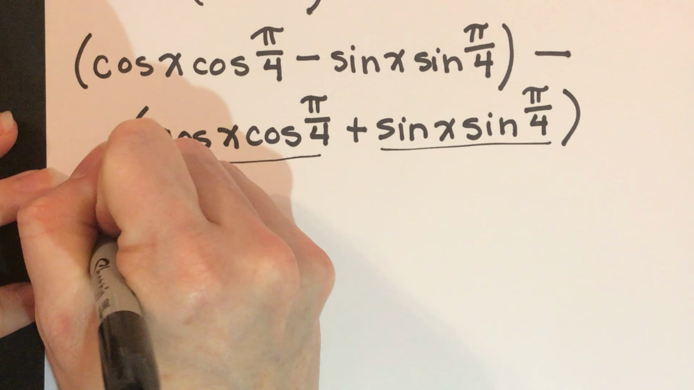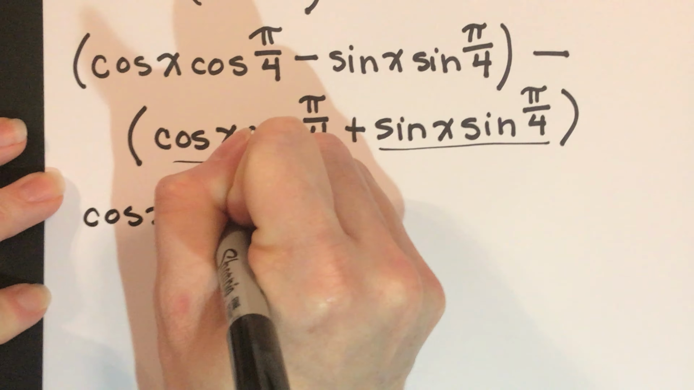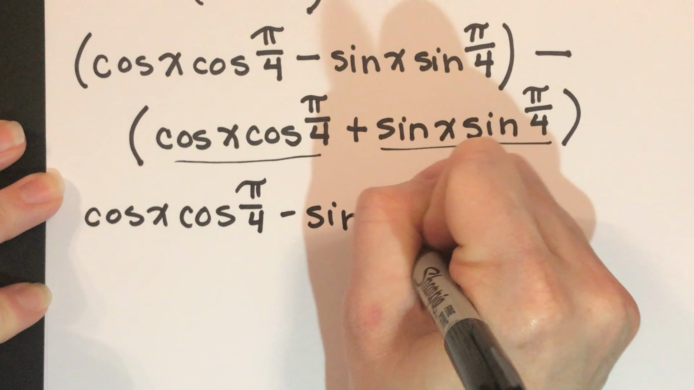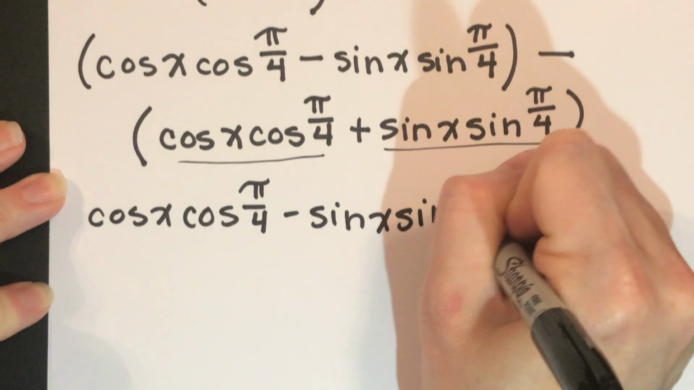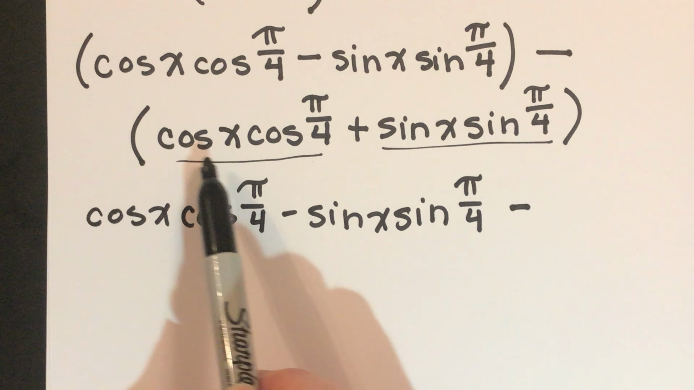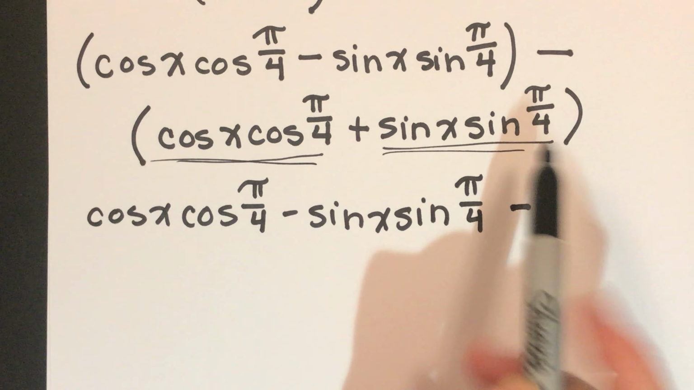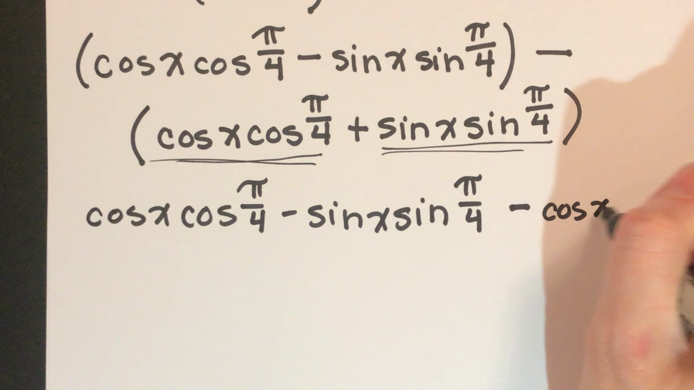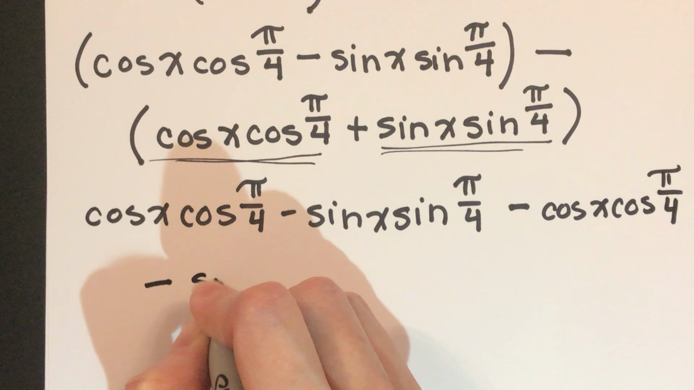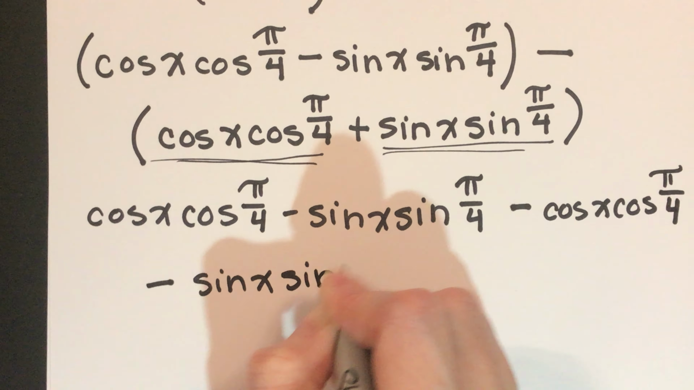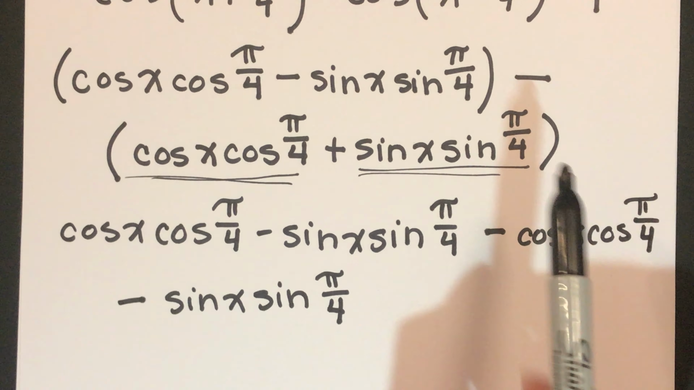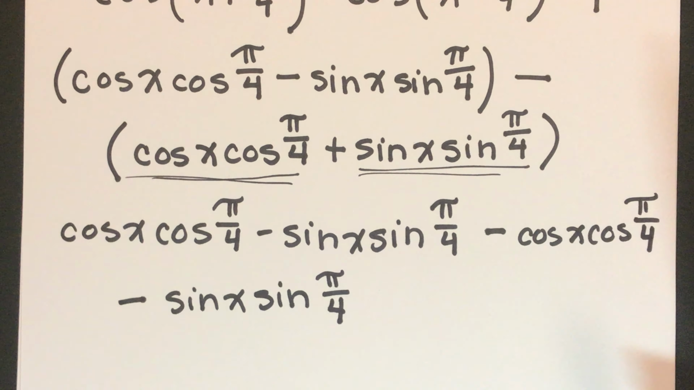Okay, so we've got cosine x cosine pi over 4 minus sine x sine pi over 4, minus this and this. Okay, minus cosine x cosine pi over 4 minus sine x sine pi over 4. Okay, so we distributed that subtraction sign to all of that.